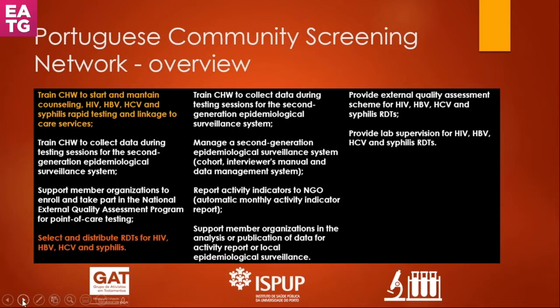They have the main goal to train the community health workers to collect this surveillance data in the testing session, to manage this second generation epidemiological surveillance system, to report activity indicators to the NGOs, so they can have their data treated automatically, and to support this organization in the analysis and publication of the data of their activity and the granular surveillance. And we also contract, by contract, a national laboratory to provide external quality assessment of the rapid diagnostic tests and to provide lab supervision of these testing sites.